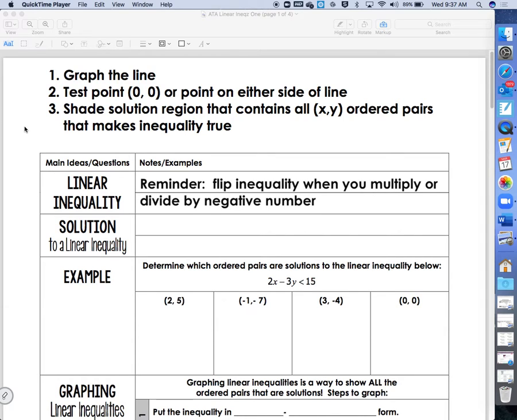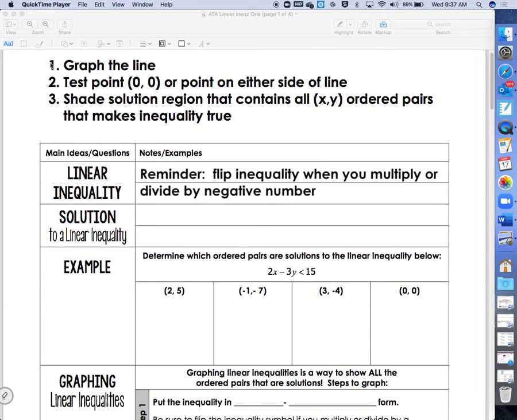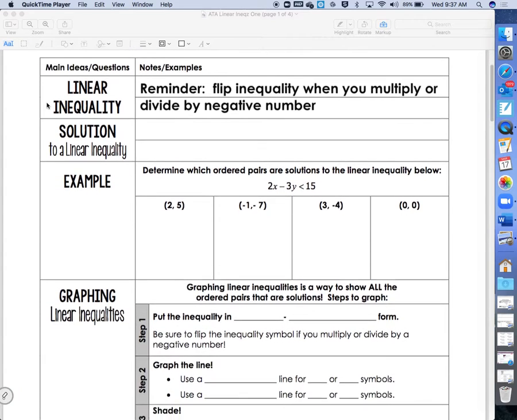Going to talk through graphing linear inequalities. So it's a three-step process, and the steps are listed here. I'm going to go through this on the video.